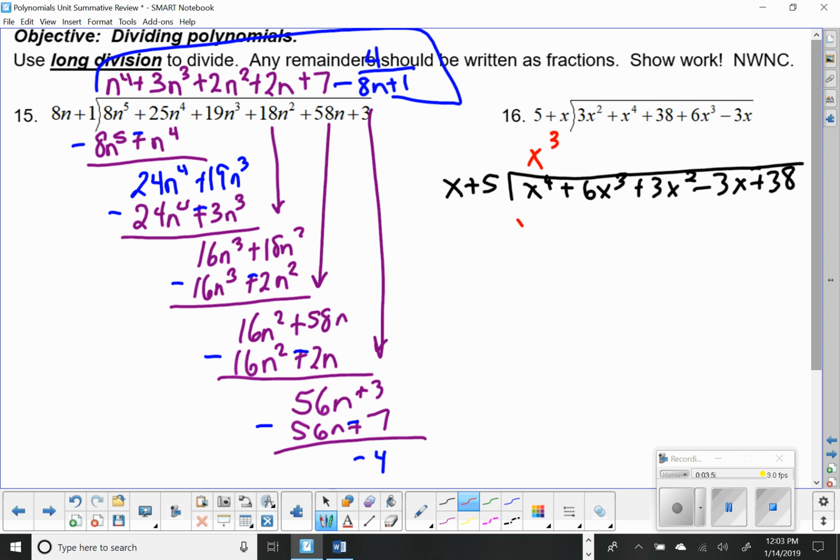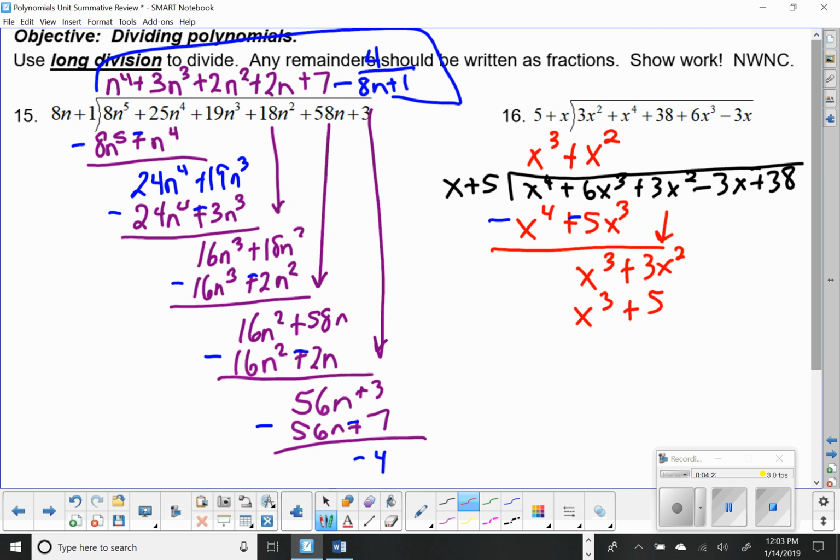X cubed times x is x to the 4th. X cubed times 5 is plus 5x cubed. Subtracting. Those cancel. 6 minus 5 leaves me with x cubed, and I have plus 3x squared. X will go into x cubed, x squared times. I now have x cubed plus 5x squared. Don't forget that you must subtract. This cancels. 3 minus 5 is negative 2x squared.